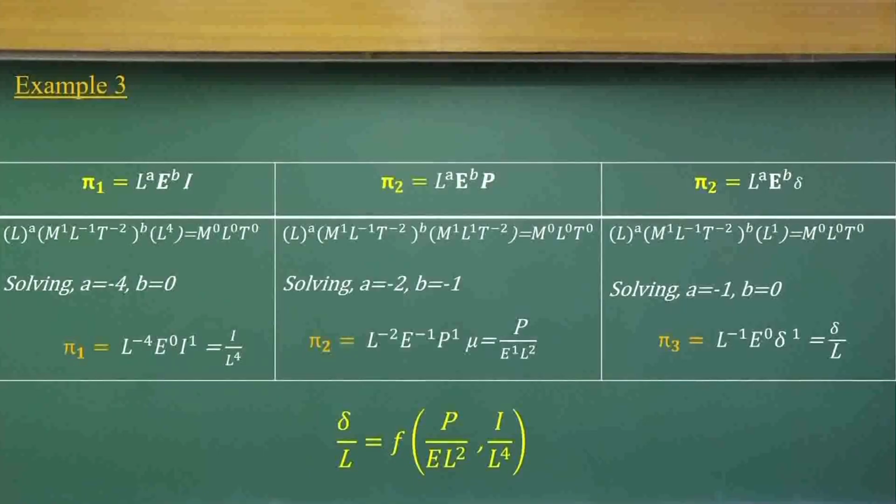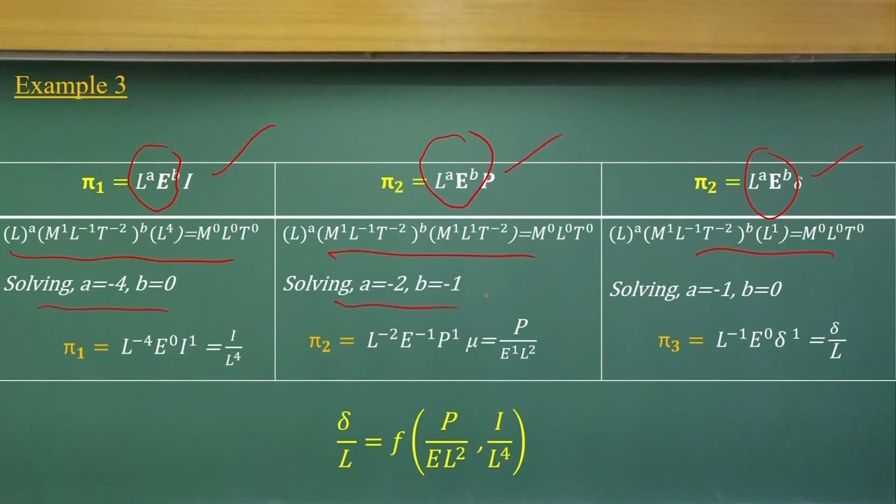Now, if you look at these tables, we look at pi 1, pi 2, pi 3 with 2 repeating variables and 3 non-repeating variables. Substituting all these values and solving, we get the values A, B. Finally, we get a relationship. If you are good in solid mechanics, you can interpret what they are. It is very easy to interpret, it is not very difficult. This is the moment of inertia, and you can interpret these as the deflection values and so on.